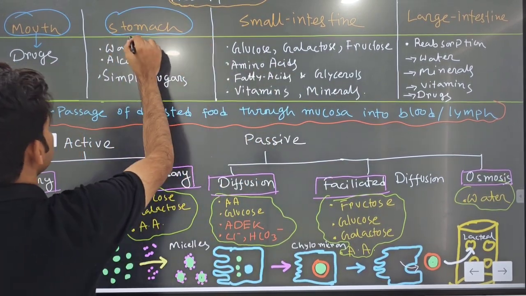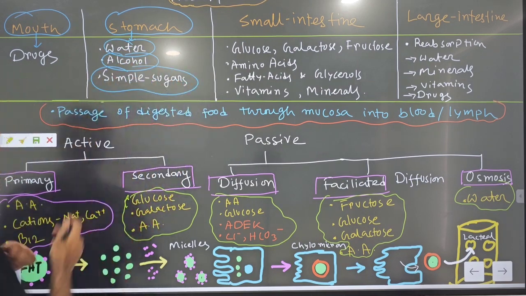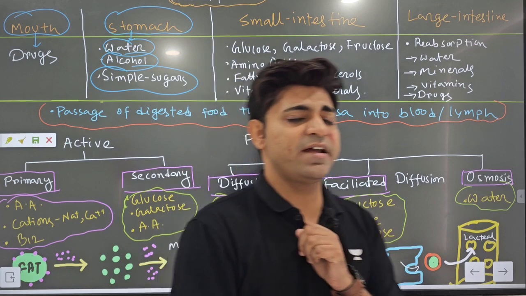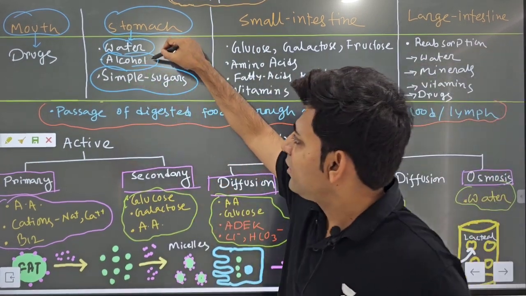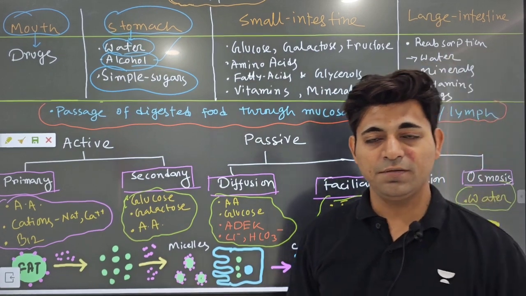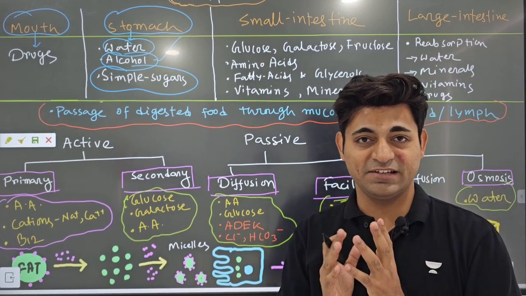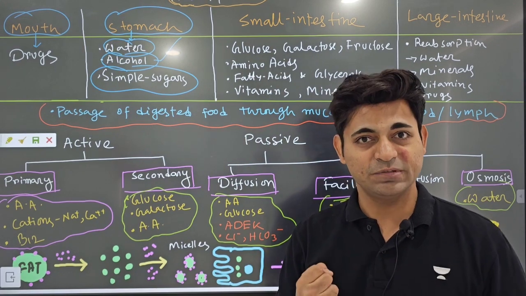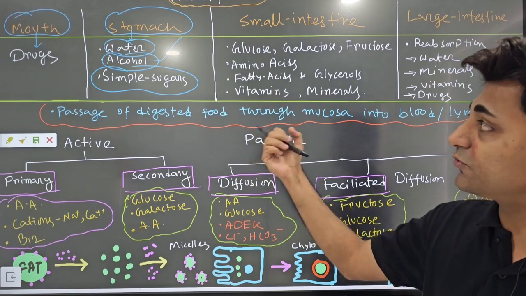Stomach: absorption of water, absorption of alcohol, and absorption of some simple sugars. If you are directly consuming glucose, that will be absorbed by your stomach. Even alcohol, if you are consuming alcohol, within some time only you will be feeling the punch of the alcohol, right? So that is the reason it is absorbed through the stomach.